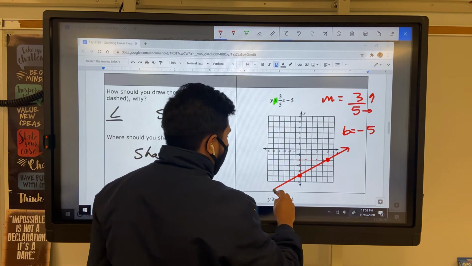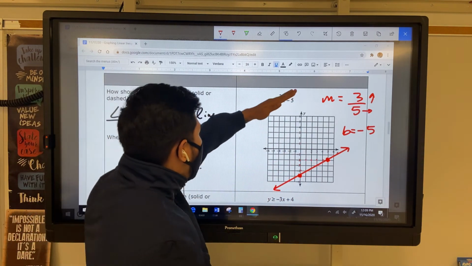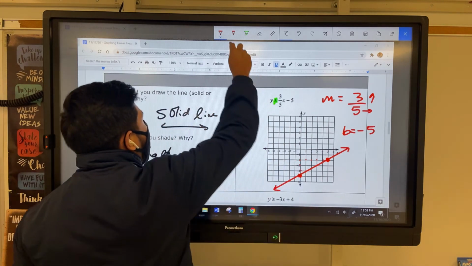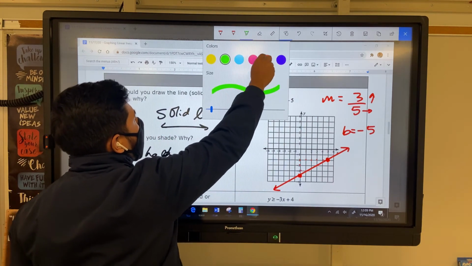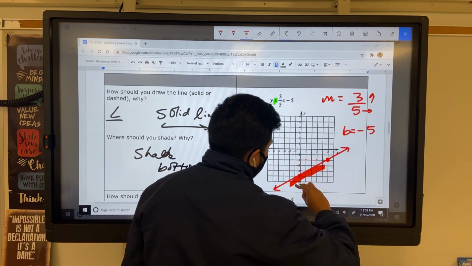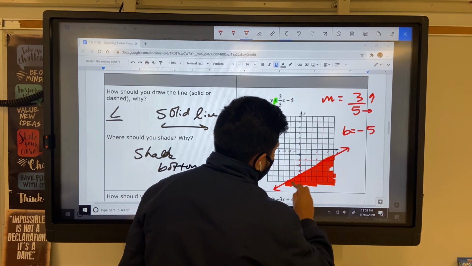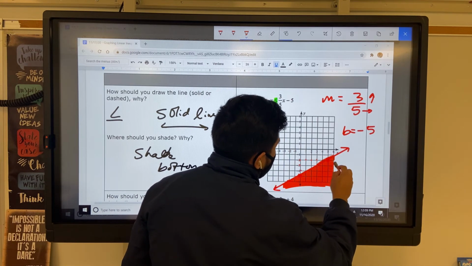Draw my beautiful arrows. And it says shade the bottom. So am I shading on this bigger part or this smaller part? Well, hopefully you know bottom is under the line, so I'm shading this part. And that is my solution set.